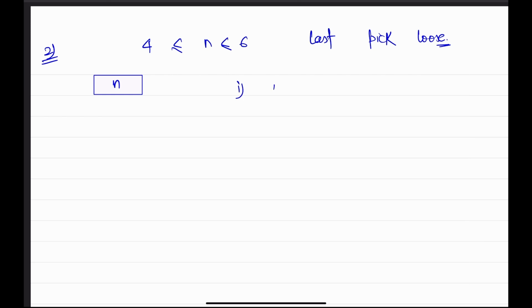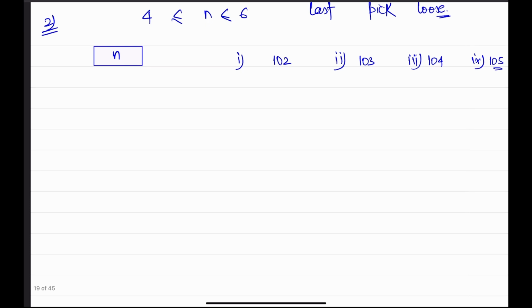Let's write down the rules. Last pick loses. Now it is written that there are n coins, n which we don't know, and n could be from the options. It is written that n could be 102, 103, 104, or 105. So we need to find what could be the possibility.